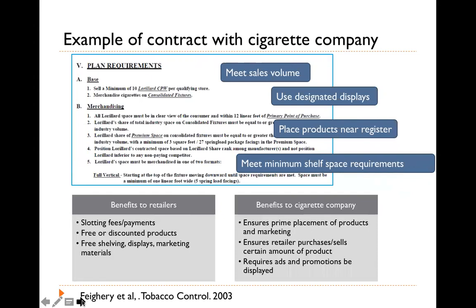So the tobacco industry provides to the retailers slotting fees or cash payments, free and discounted products, free shelving, displays, and marketing materials. And in return, what the industry gets is the prime placement of their products, making sure their marketing is displayed prominently at the point of sale, right in view of the customer. Next slide.